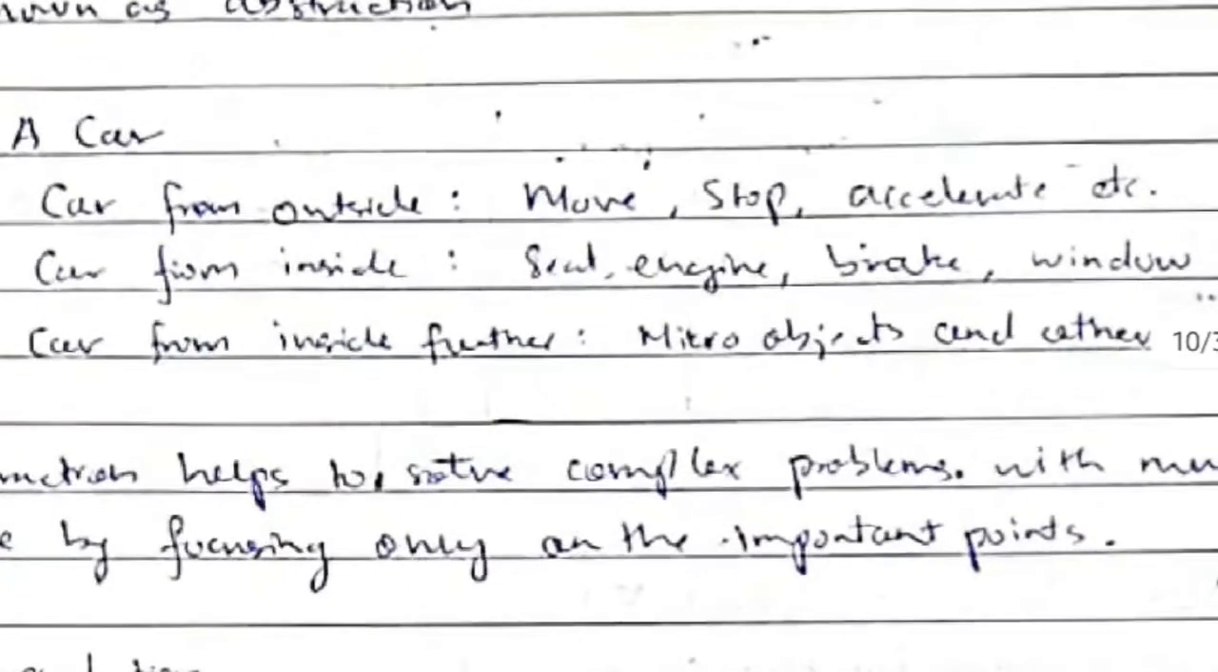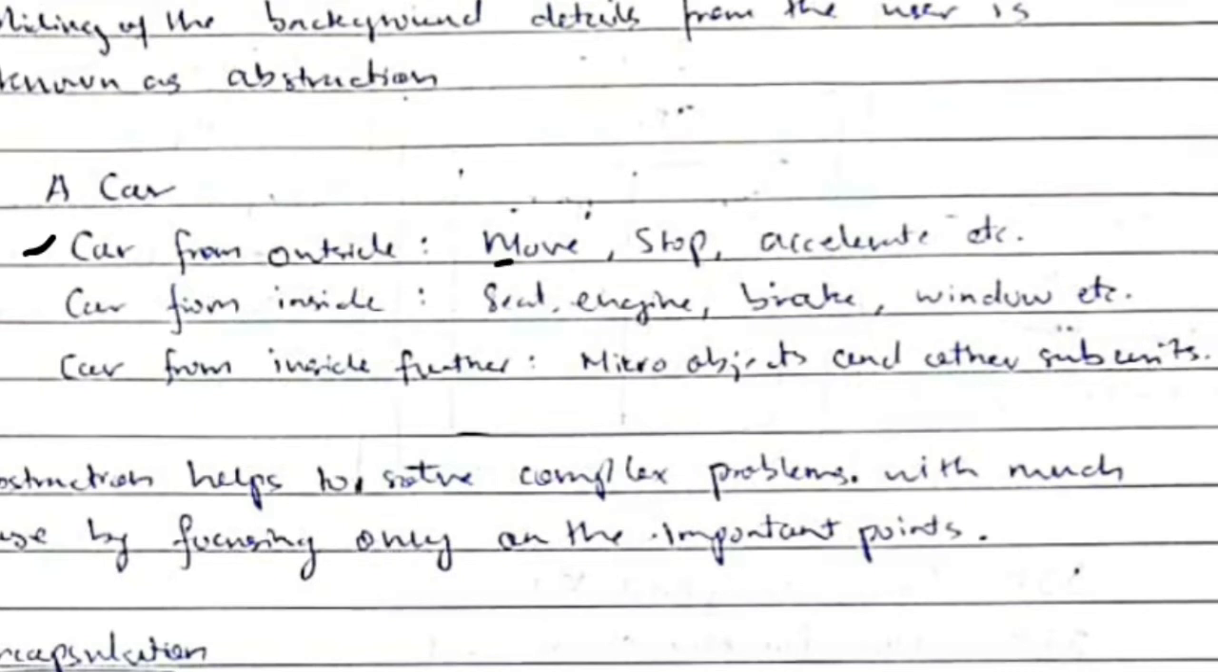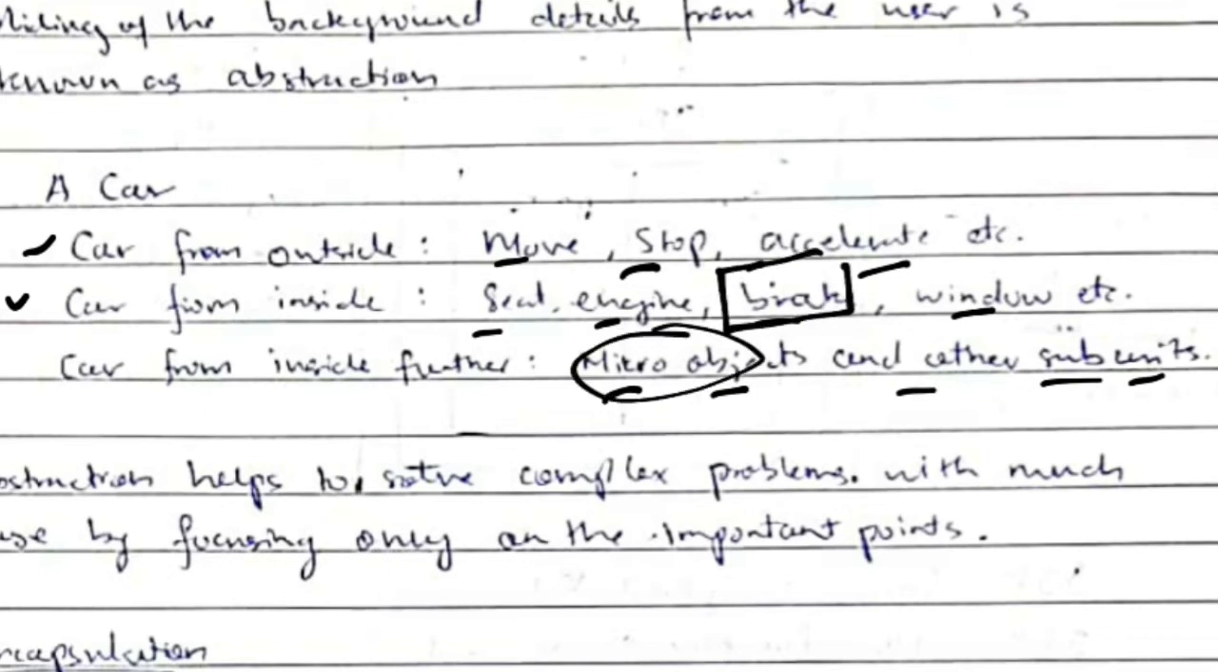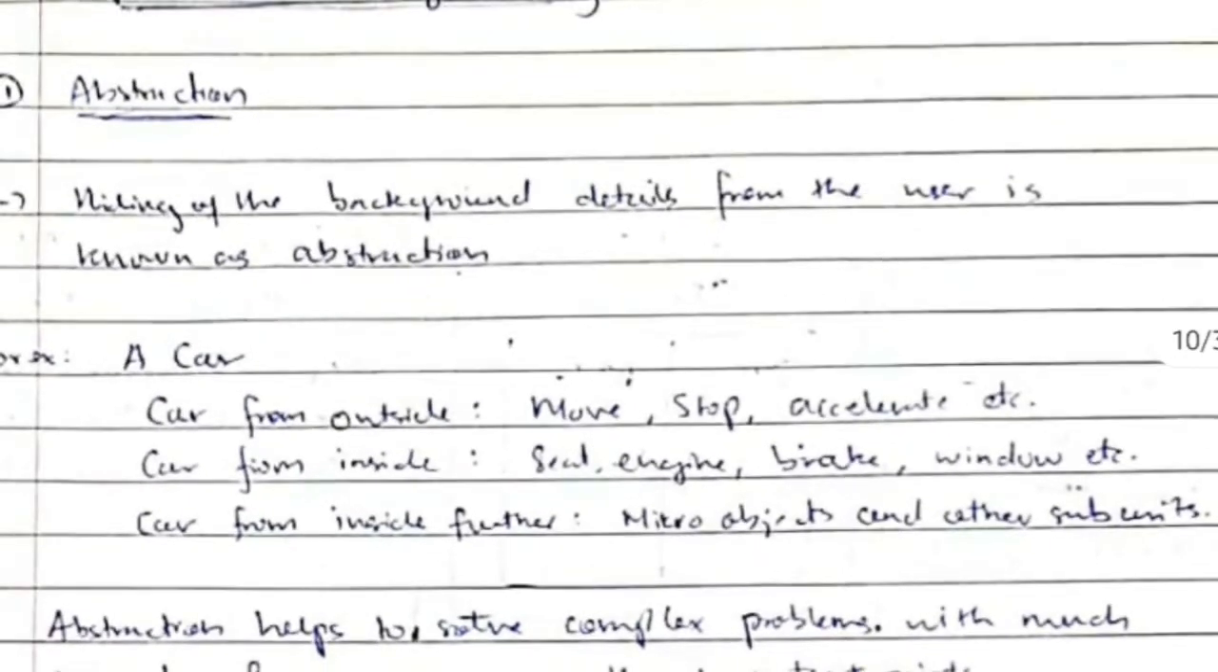Talking about a real life example, see a car. If you see from outside, it will look like it's moving, stopping, accelerating and all, but if you look from inside, you will have the seat, engine, brake and windows. And if you go deeper, you will have the micro objects and other subunits. Okay, so if there's a problem with a brake, you need not know about the micro objects and the subunits. You can just come to this level and solve the issues. Okay, so that's what abstraction helps in. If all these things were visible at the same time, it would be very hard to focus on what actually needs to be solved, because other things would also be visible. So abstraction helps in solving complex problems by dividing the whole problem into submodules and solving the exact problem where it is. Okay, so that's about abstraction.